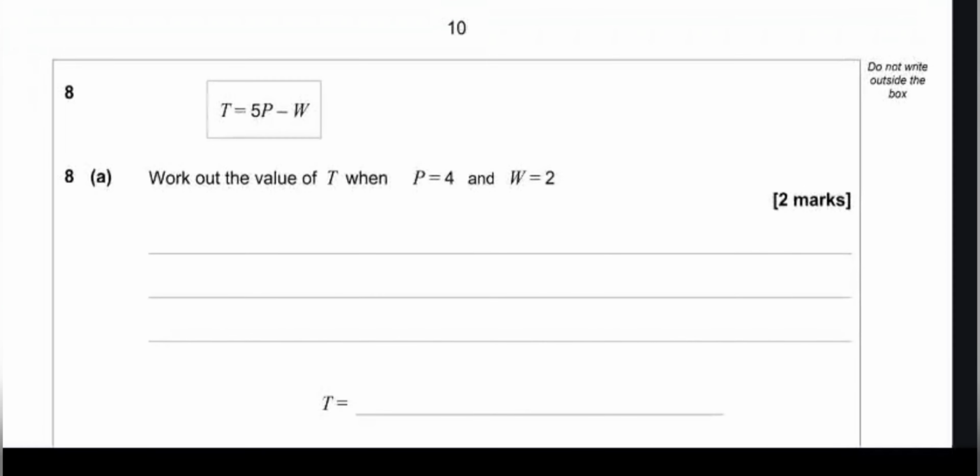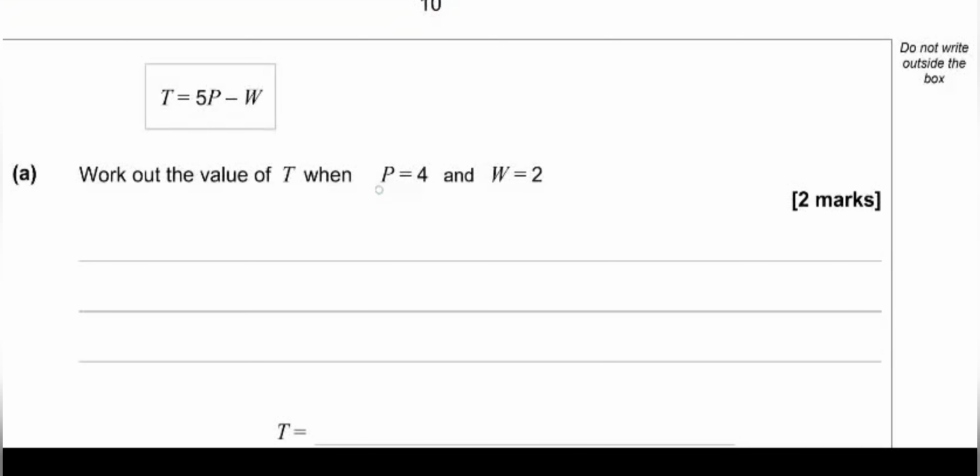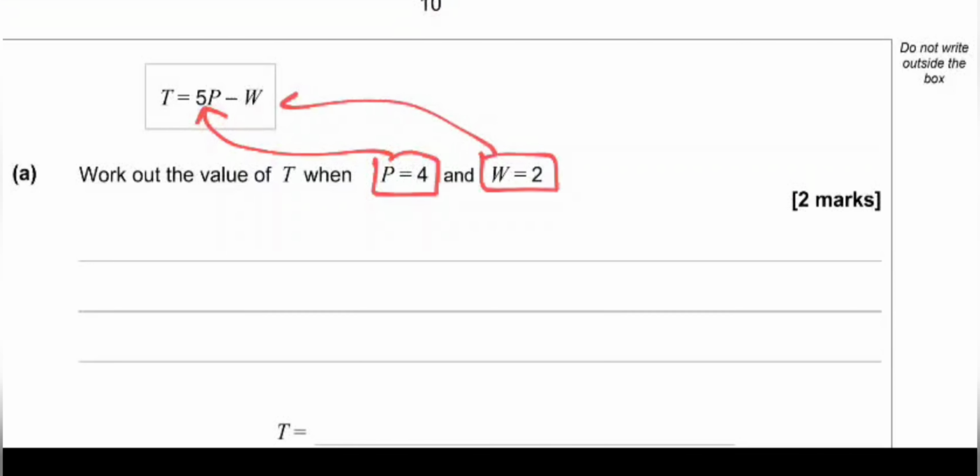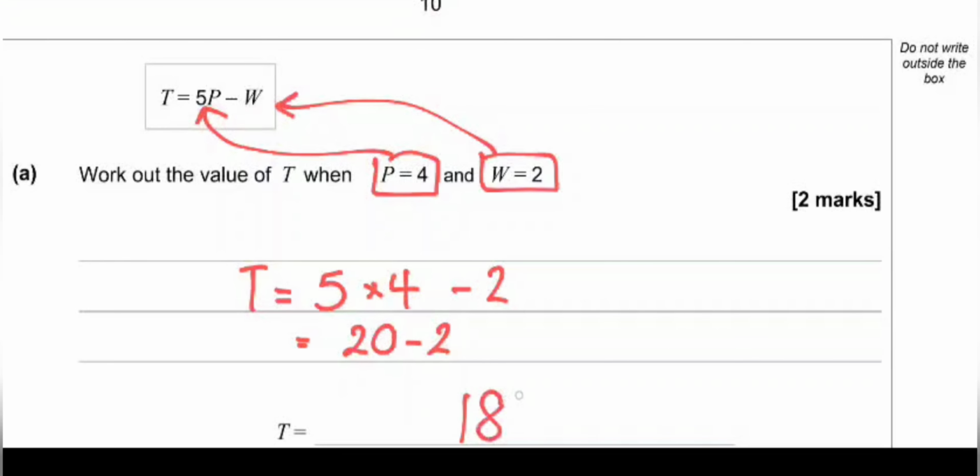You've got space down there to work out if you need to. Okay, substitution question now. So we've been given P, put P into there, and we've been given W, but watch out with your minus signs. So you've got 5 times P minus W. We're going to do the 5P first, 20, and then take away 2, 18.